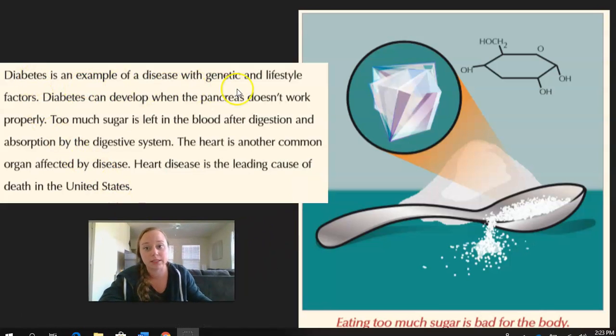Diabetes is an example of a disease with genetic and lifestyle factors. Diabetes can develop when the pancreas doesn't work properly. Too much sugar is left in the blood after digestion and absorption by the digestive system. The heart is another common organ affected by disease. Heart disease is the leading cause of death in the United States. So a reminder, eating too much sugar is bad for the body, and we're going to be talking about that in our lab this week.